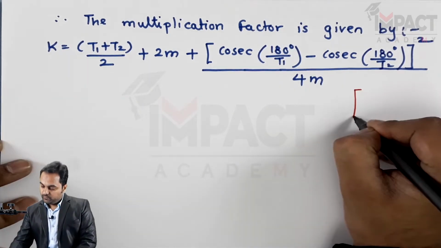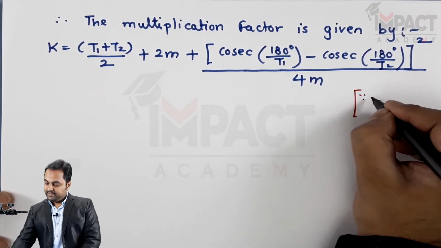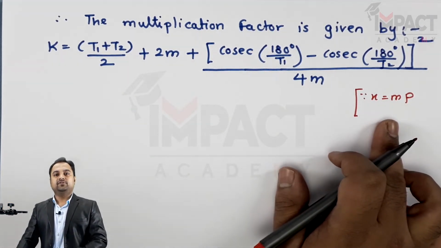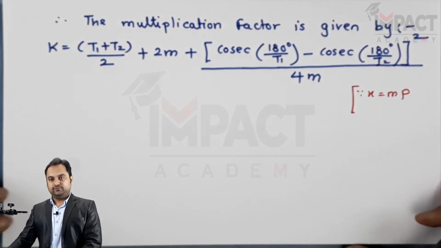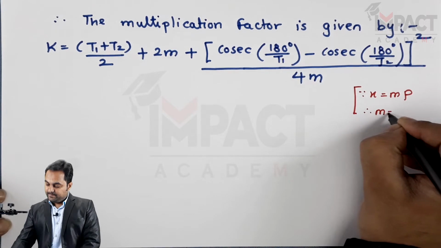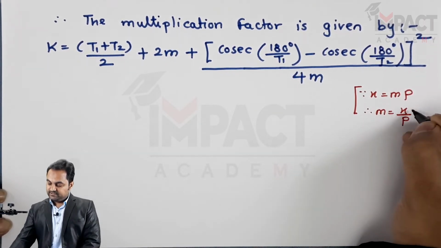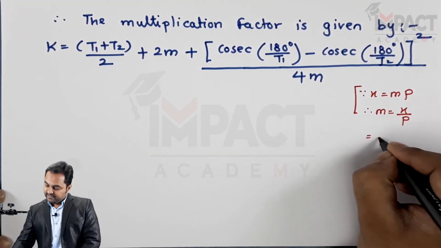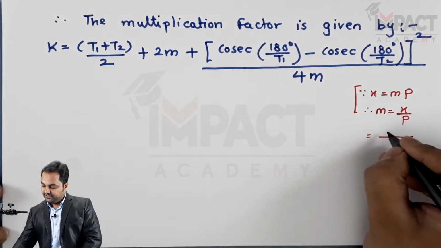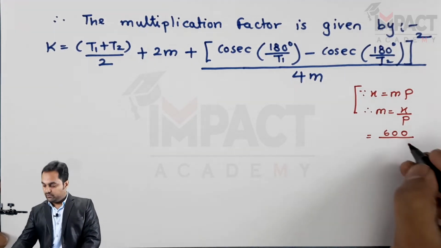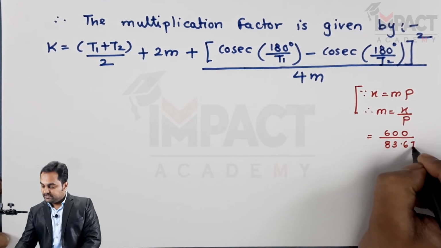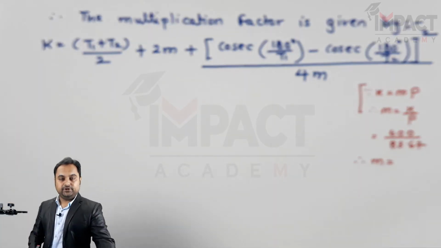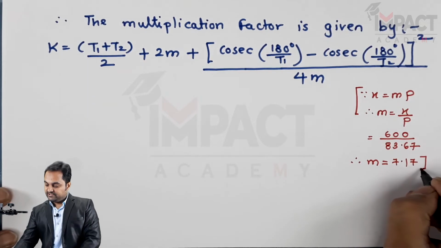Now here what is m? I'll explain it. While deriving the formula for the length of chain, x was taken as m into p, and for this you can refer to my previous videos in which I have derived the relation for the length of the chain. Now therefore I can say m becomes x upon p, that is the center to center distance between the two sprockets, and pitch. So using this formula, x is given in the problem, that is 600 mm. Pitch we have found out just now, it is 83.67. So finally the answer of m comes out to be 7.17, and m is a constant, so it doesn't have any units.